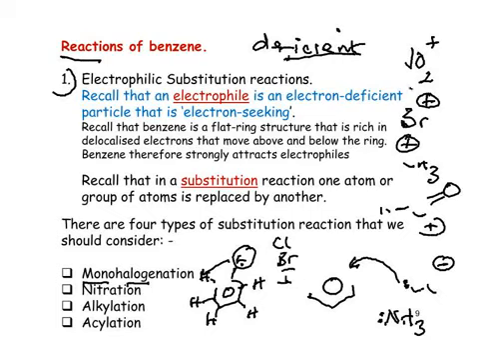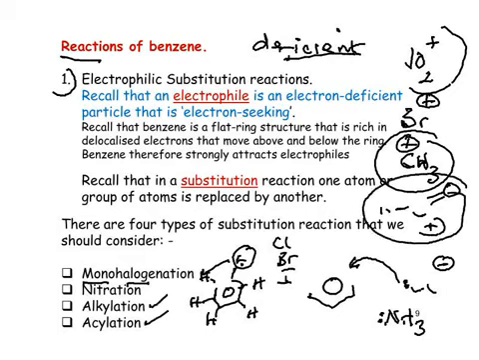We'll be looking at nitration, which involves the so-called nitronium ion, NO2+. We'll be looking at alkylation, where we're producing the carbocations like CH3+ or C2H5+ with a plus on the carbon. And we'll be looking at acylation, which is this species here.